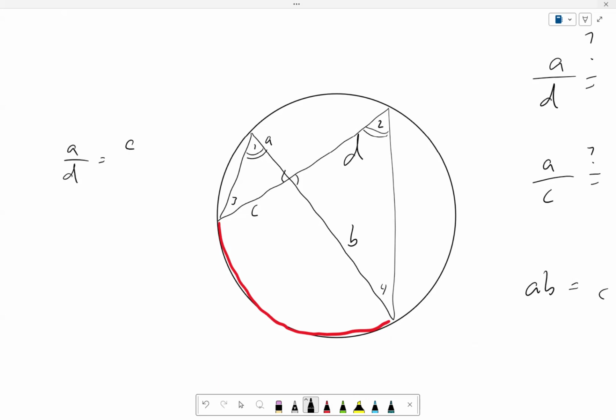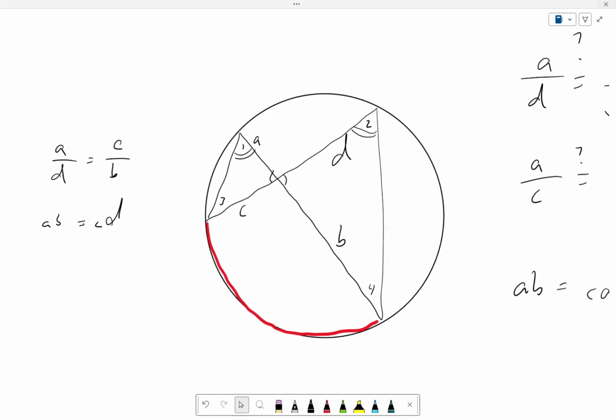as C is to... are we sure it's B? How do we know it corresponds? The other side, the opposite from the double arc. And from here, of course, we get A over D is equal to... You wrote a B. Oh, I sure did. C is to B, excuse me, thank you. A times B equals C times D.